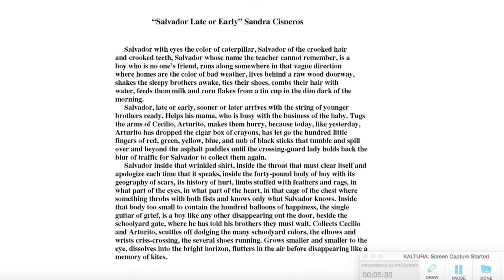Although there isn't time to fully move through this stage of the close reading process, this is the stage that really takes the longest. We can make some brief observations from Salvador Late or Early as examples. One is about images of innocence, like the crayons. What does it mean that they spill out of the box repeatedly? On one hand, it seems dangerous and it adds to Salvador's hectic morning, but on the other hand, it could represent a kind of freedom.